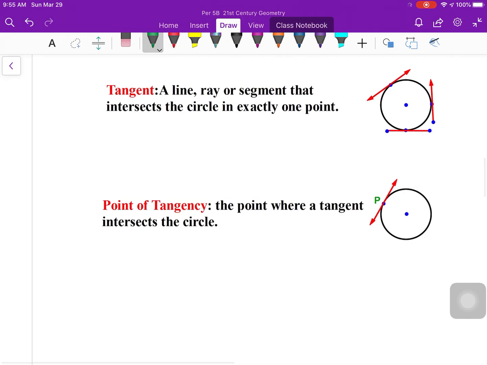Next vocabulary word. Next vocabulary word is tangent. And a tangent can be a line or a ray or a segment, but it has to intersect the circle at exactly one point. So every one of these is a tangent.